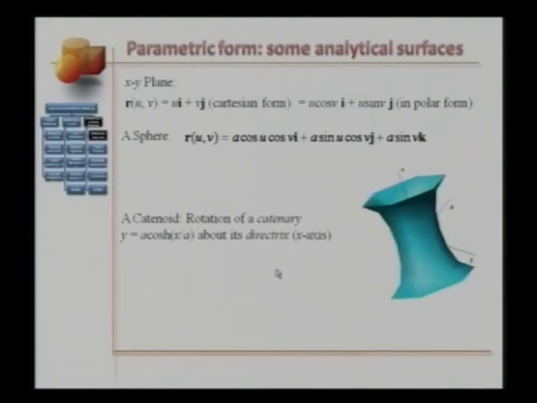This is how a catenoid would look, whose equation in parametric form is given by r of u and v equals u times i plus a hyperbolic cosine of u over a times cosine of v times j plus a times hyperbolic cosine of u over a times sine v times k. Likewise, you can construct many other parametric forms of different surface patches, whether analytic or freeform. Let's try to understand some concepts now pertaining to surface patches.